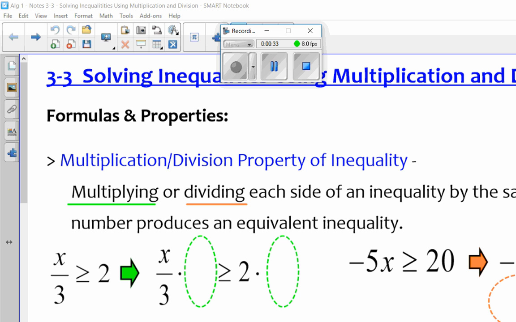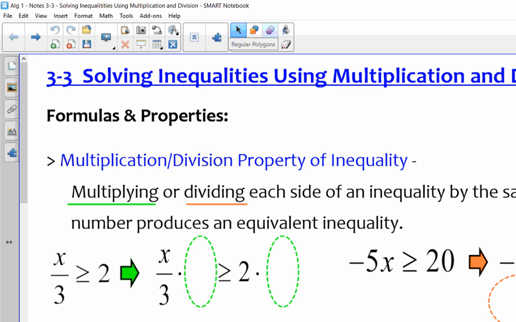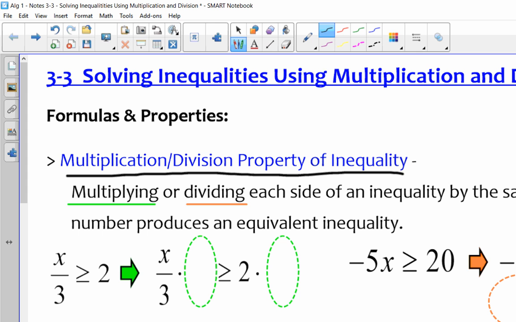Okay, so we're going to solve these inequalities. The first thing we're going to start off with is this multiplication and division property of inequality. I want to make sure we understand this is the same rule that we'd use when we're solving equations when it was the equal sign instead of inequality sign. So it's just saying that I can multiply or divide, depending on what I have to do, an inequality by some number, but I have to do it to both sides. If I'm going to divide something, I have to do it to both sides. If I'm going to multiply something to solve, I have to do it to both sides.